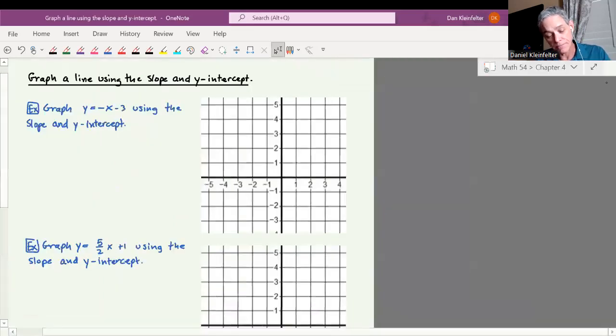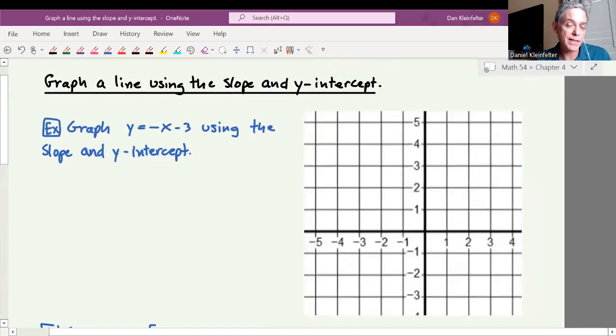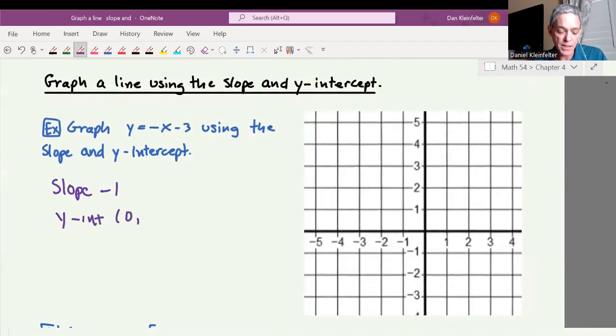Okay. The next thing: we've seen how to graph a line using a point and the slope. In this part, the point that we're given is specifically the y-intercept. So here we're going to graph the line y equals -x plus -3 using the slope and y-intercept. The slope here is -1 and the y-intercept is (0, -3). So let me go down to (0, -3), and then we'll use the slope.